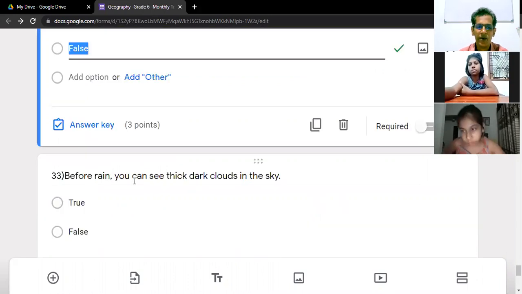Before rain, you can see thick dark clouds in the sky. True. Thick dark clouds in the sky, that is true.